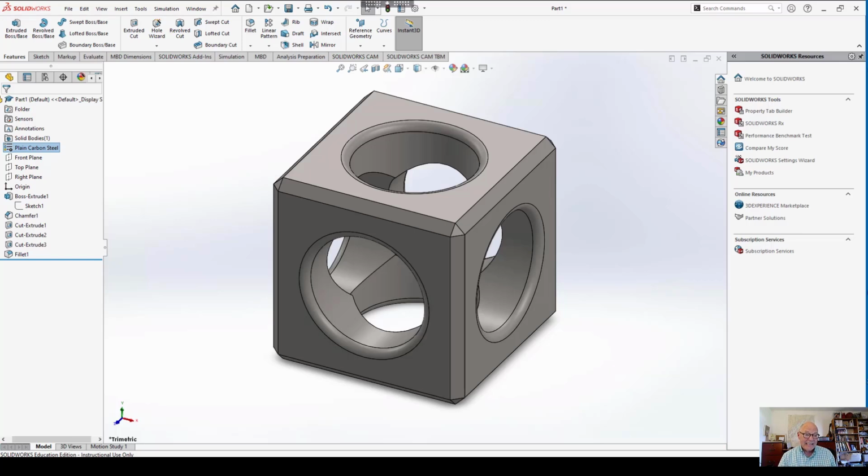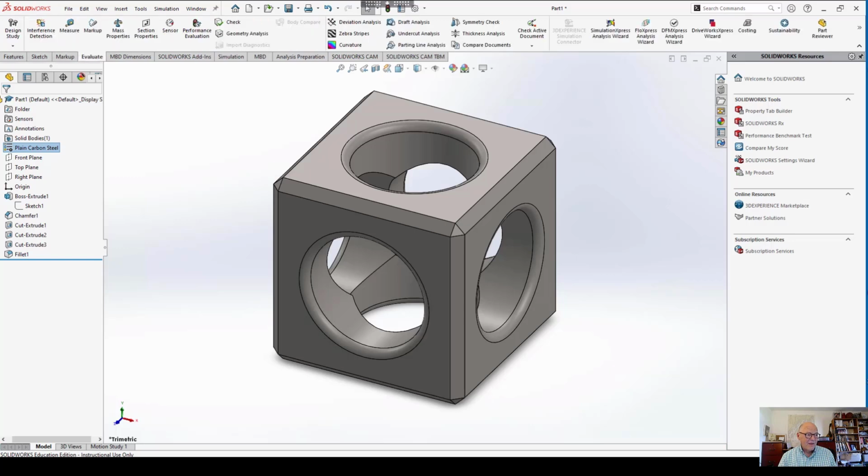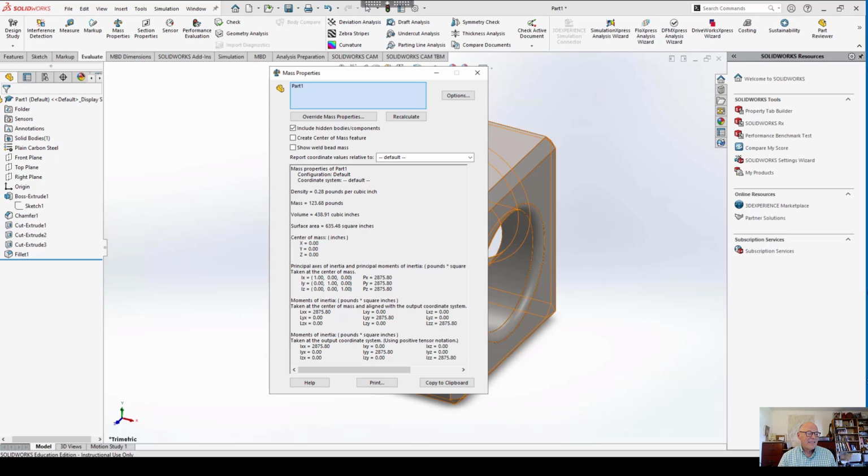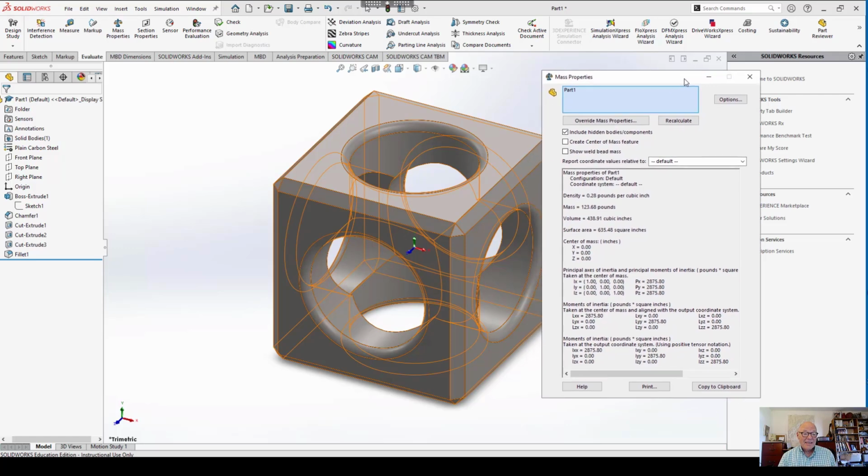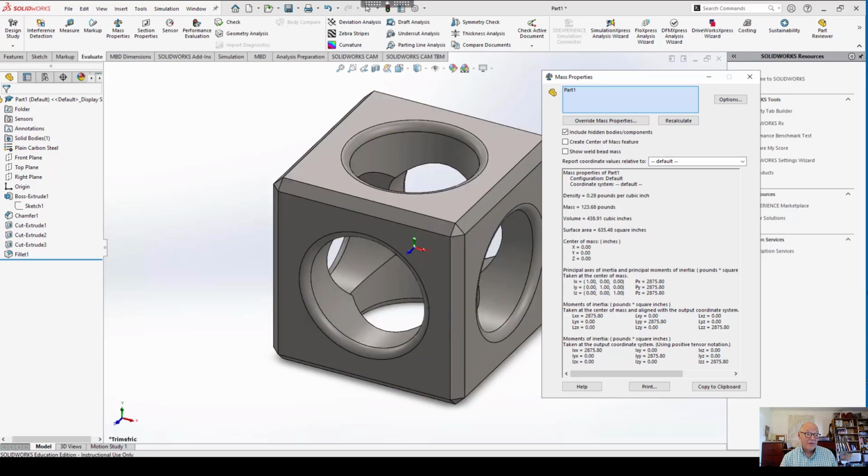But what it does is assigns a material based on the density of plain carbon steel and a number of other characteristics as well, which means now I can use a third tab up here. And we're going to use Features, Sketch, Markup, and then Evaluate. Under Evaluate, I can go over and say, what are the mass properties of this? And the mass properties of this are that that cube would weigh 123 pounds. In other words, if this were made out of plain carbon steel, 10 inches by 10 inches, it would be hard for most people to pick up, 123.68 pounds, and it also gives me the volume.